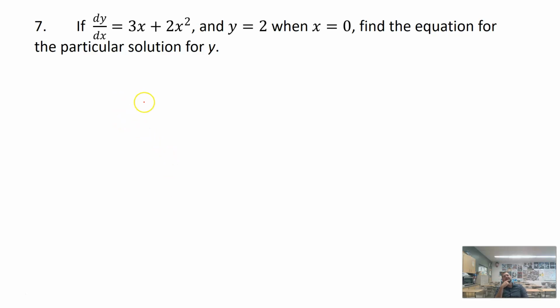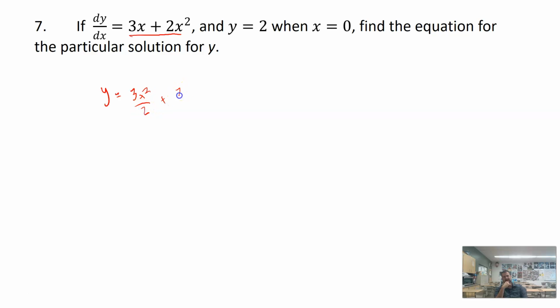Now, on a particular solution equation, there's two different ways you can do these problems. You can do them much how you did particular solutions that had x's and y's mixed together, or you can notice that there are no y's in this equation. So I'm just going to take the antiderivative of both sides and then solve for c.